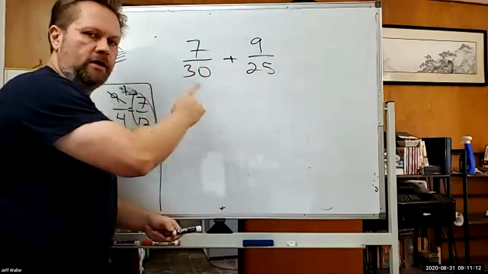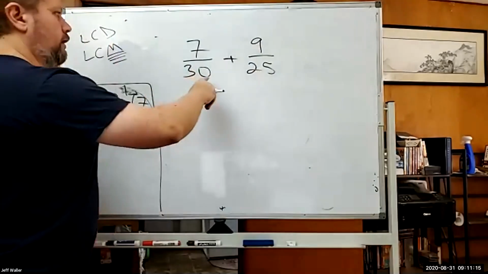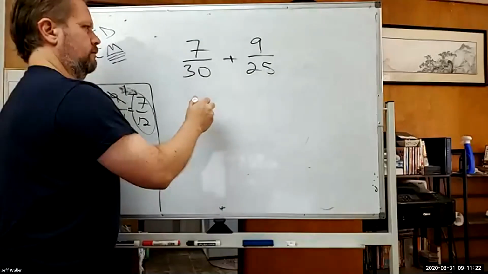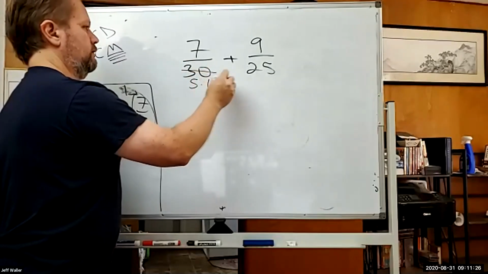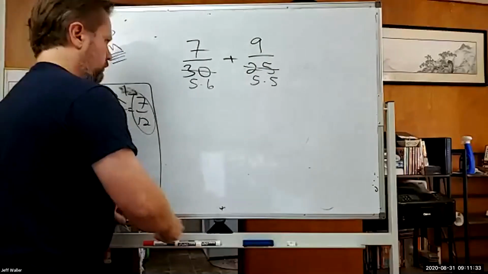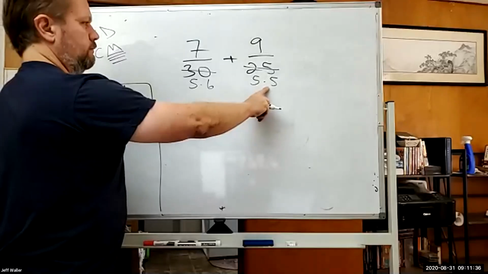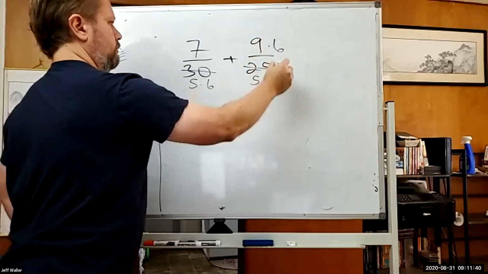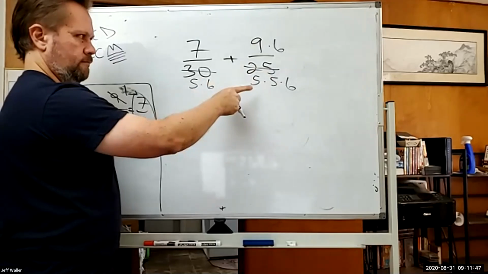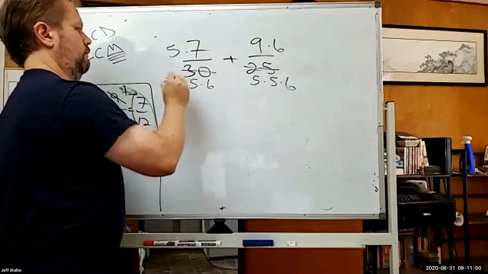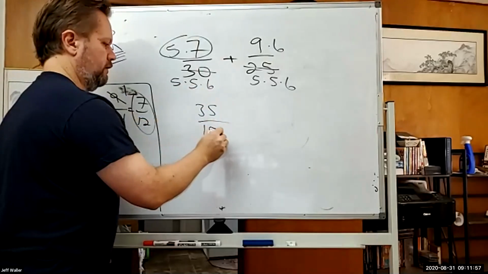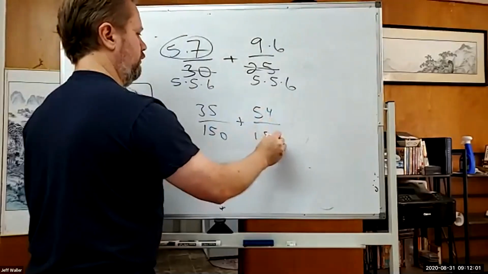Now, the way I would do this problem is I would say, what number do these have in common? What's the biggest number these have in common? 5. So 30 is 5 times 6. 25 is 5 times 5. Now I can see exactly what each one is missing compared to the other ones. What is this guy missing that he's got? 6. And he's missing a what? 5. Another 5. So now I get 35 over 5 times 6 is 150 plus 54 over 150.